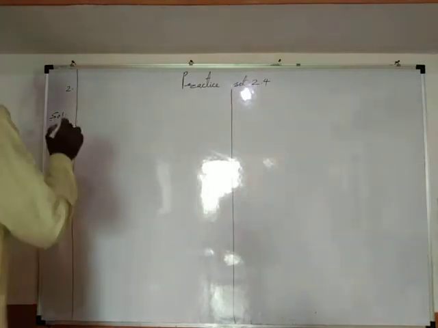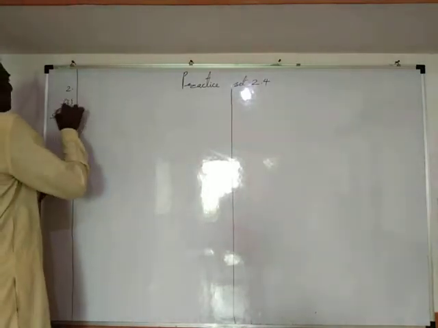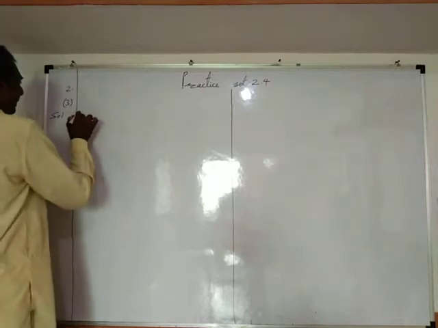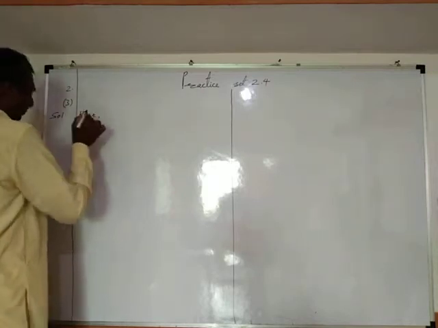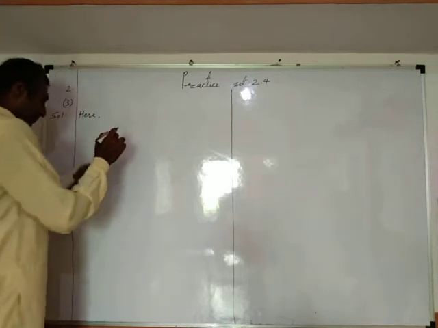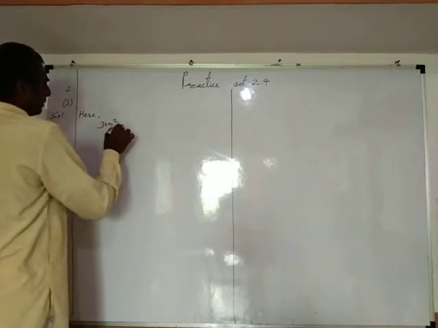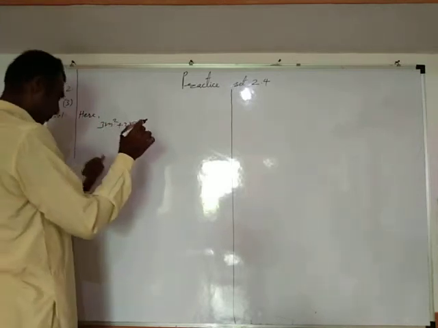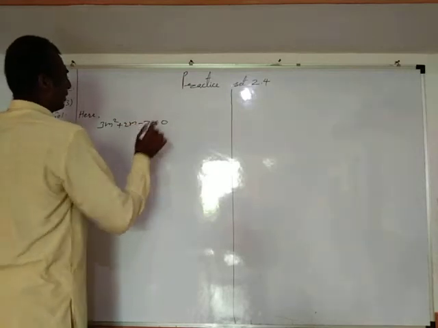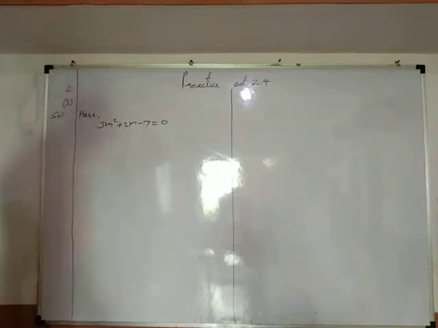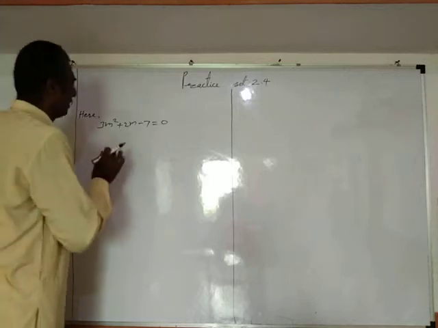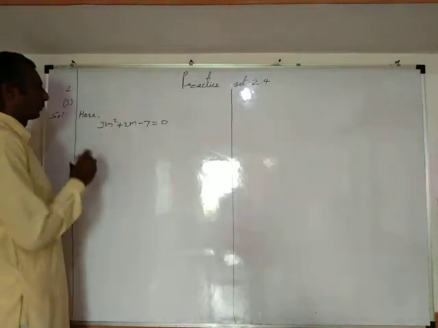Sub question third. Solution. Here 3m square plus 2m minus 7 equal to 0 is the given quadratic equation, which is in general form with variable m.